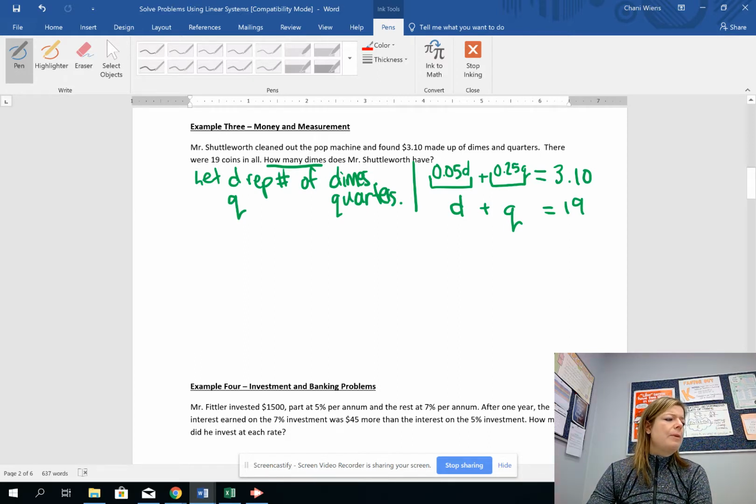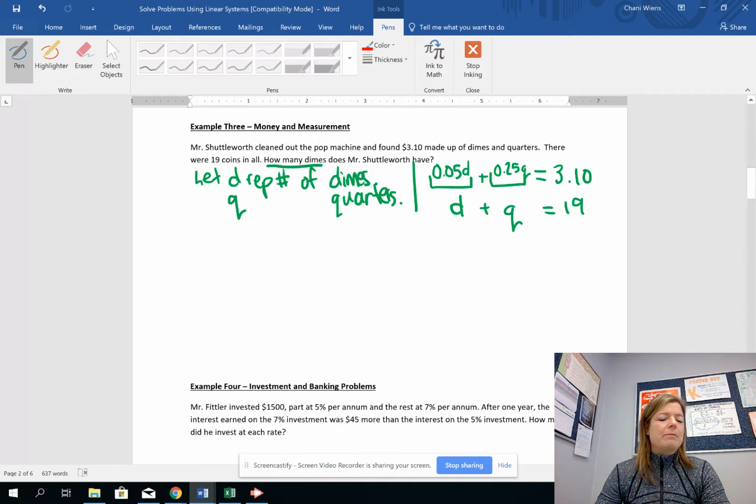Okay, so now we have a linear system. You can do either substitution or elimination. Both of them are good options here. I don't really overly recommend one or the other. It's whatever you're comfortable with. If you want, you can pause the video and try to find the solution yourself. You will get 11 dimes and 8 quarters, but I will go ahead and show you one method of solving this.